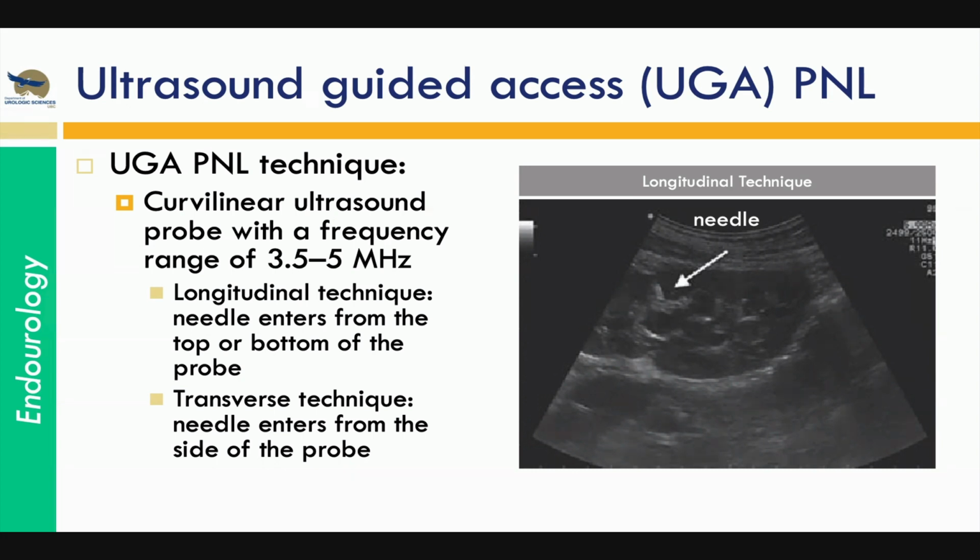Basically, intraoperatively, the renal image is taken using B-mode imaging with an abdominal curvilinear ultrasound probe. Frequency is 3.5 to 5 megahertz, and then you can puncture using two ways. The longitudinal technique, where the needle enters from the top or the bottom of the probe, or the transverse technique, where it enters the side of the probe. The transverse technique is slightly more difficult because the needle is only seen in a single cross-section as it advances towards the target.